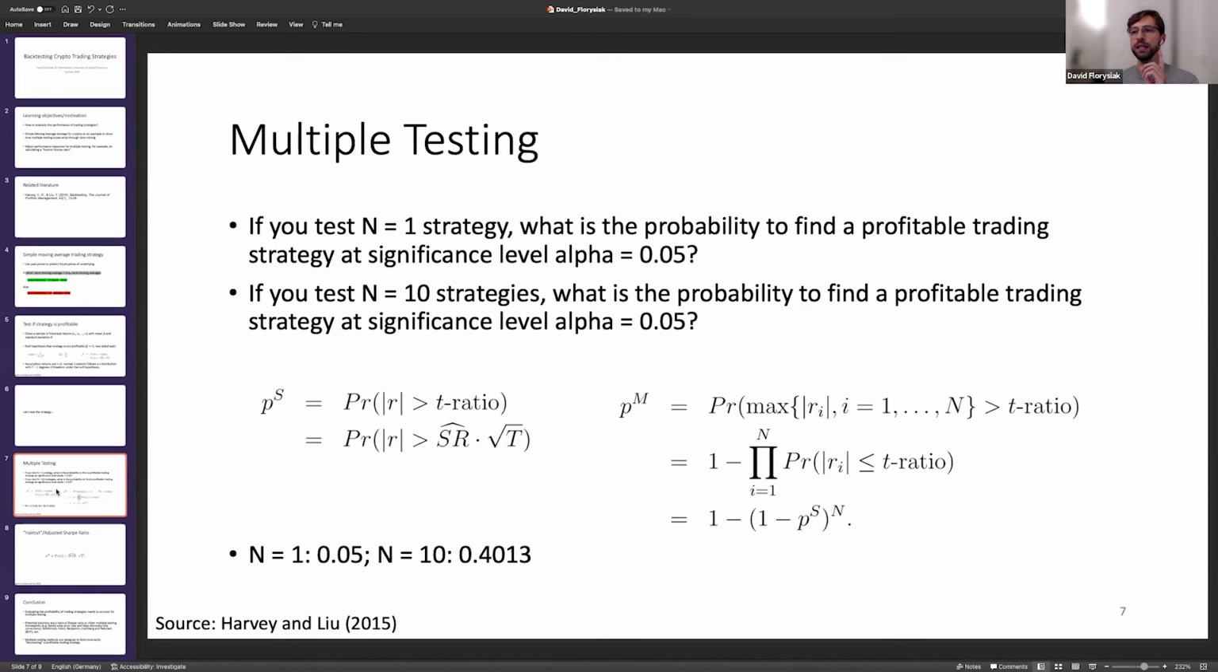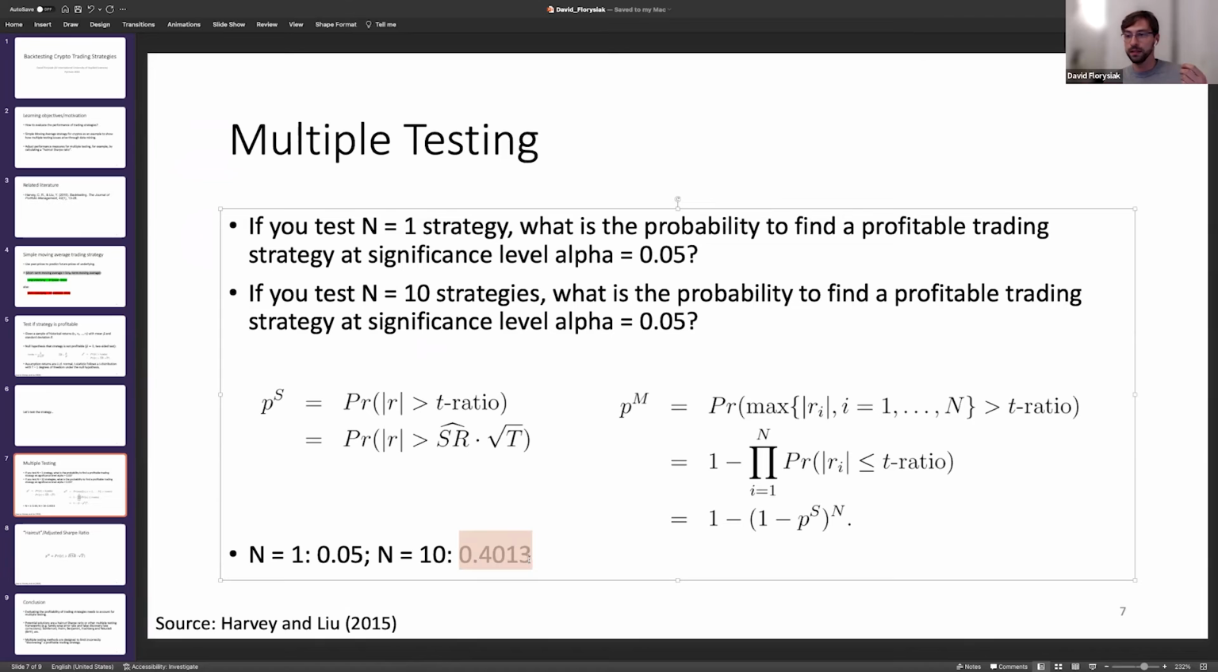If we test not only once, but let's say 10 times, our probability that we find a profitable trading strategy increases dramatically. Just imagine, we test one, we didn't find a profitable thing. We test another one, we didn't find one. We test another one, we didn't find one. We just test until we find something. So if you just test 10, then you will see that the probability that you will find a profitable trading strategy increases to 40%.